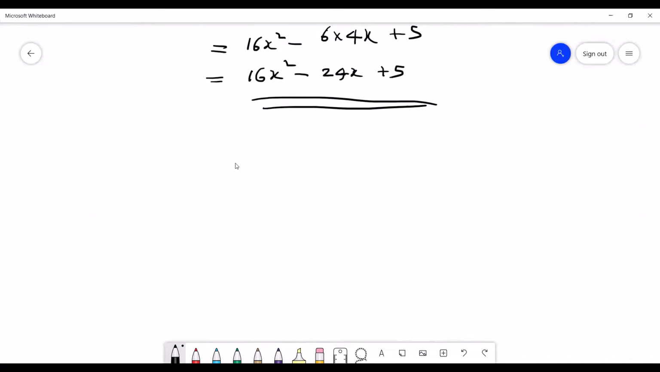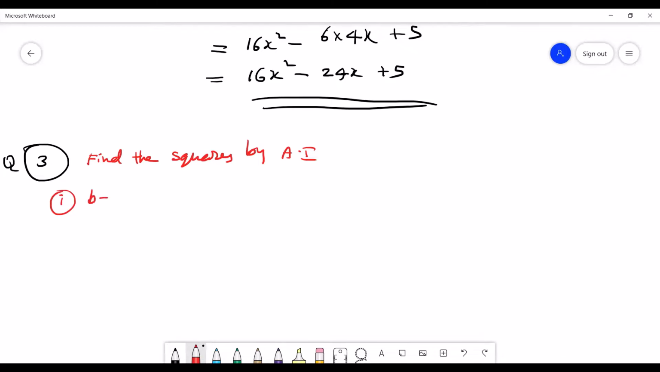Now let us consider another question which is given in the exercise. We will consider question number 3. Find the following squares by using the identity, by algebraic identity.